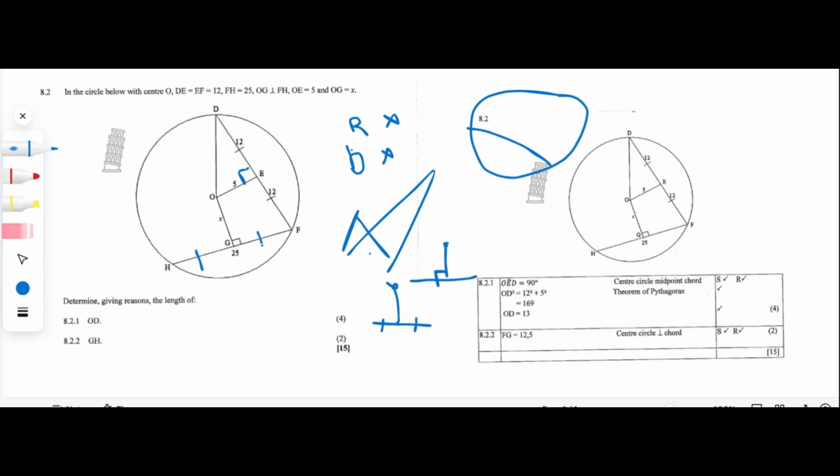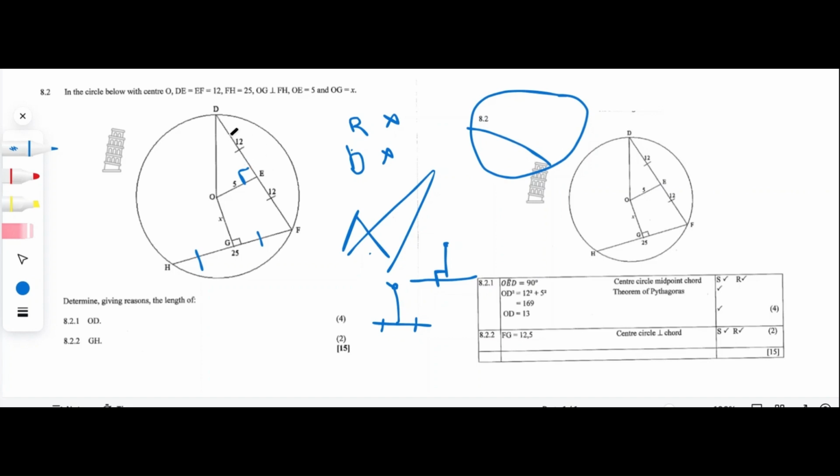Let's continue on. Determine, given reasons, the length of OD. Now, it is undeniably clear that OD is a part of a 90-degree triangle. And it is also very visible that this 90-degree triangle already has sides that have numerical values. We know that ED equals 12, we know that OE equals 5. So all we have to do is use Pythagoras to calculate the value of OD.